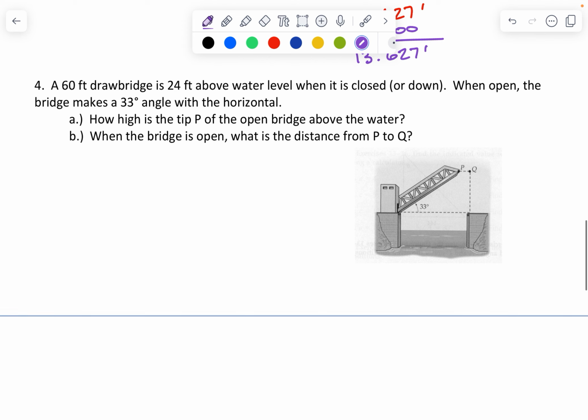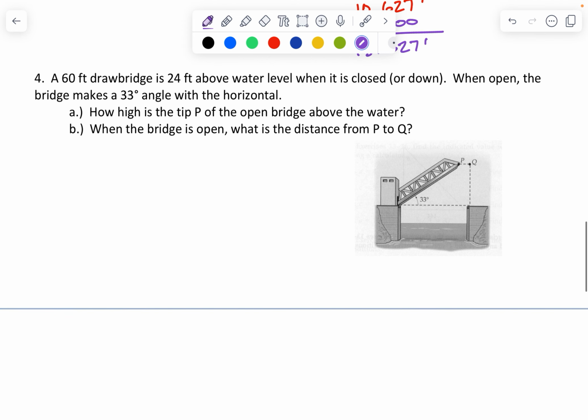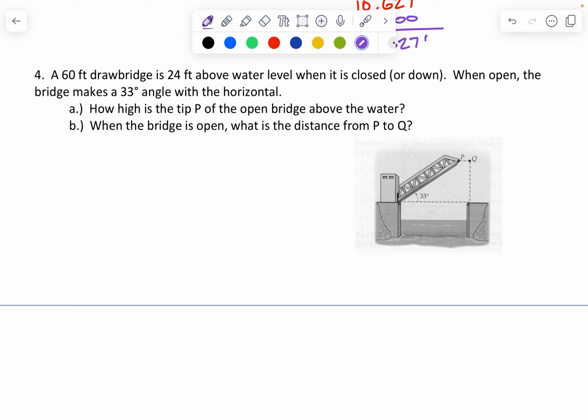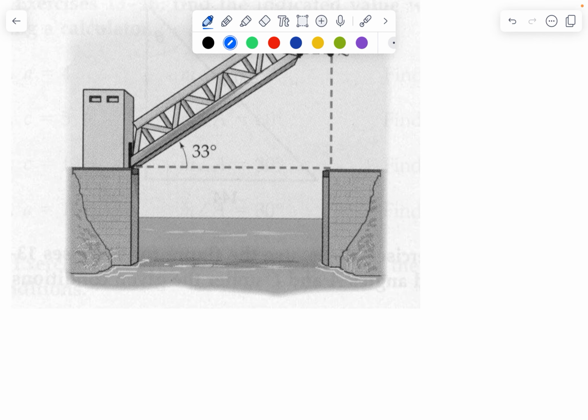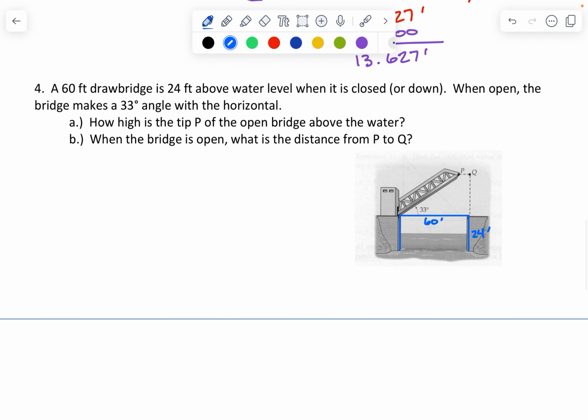Now this last one, and I think the bell will probably ring while I'm recording this, so just bear with me. It says a 60-foot drawbridge is 24 feet above water level when it's closed or down. So we have a drawbridge. When it is down, like all the way down, it is 60 feet and it's 24 feet above the water. So these two sides would be 24 feet, okay? Now, when open, the bridge makes a 33-degree angle with the horizontal.